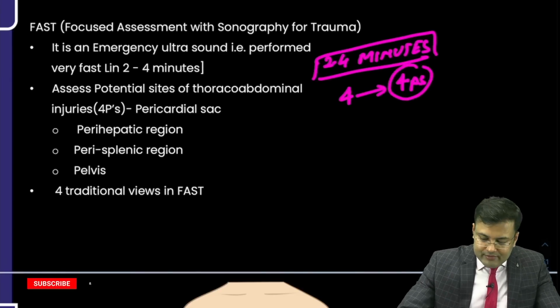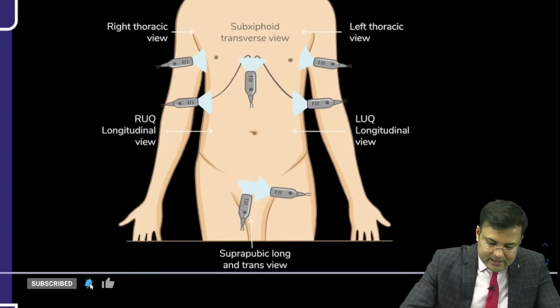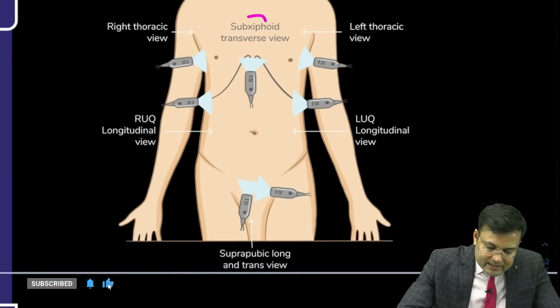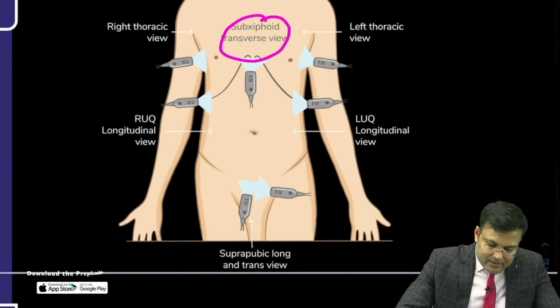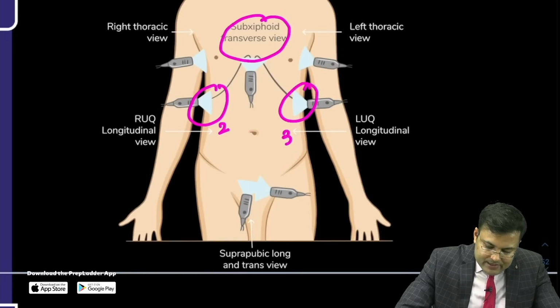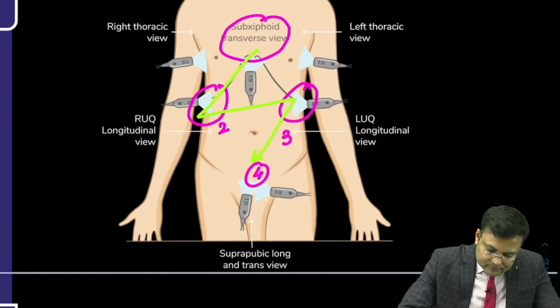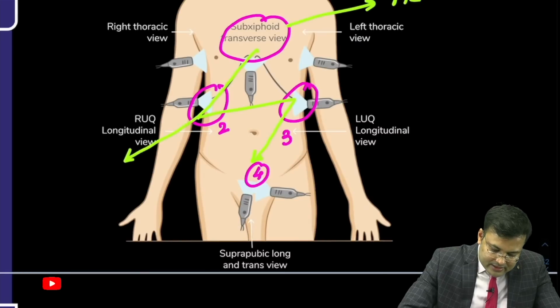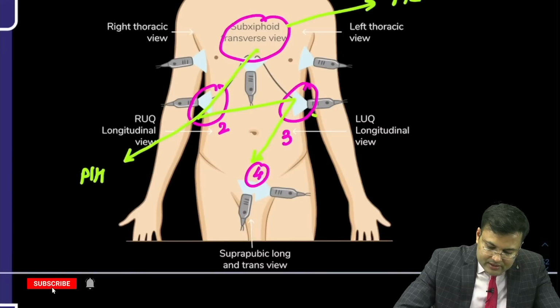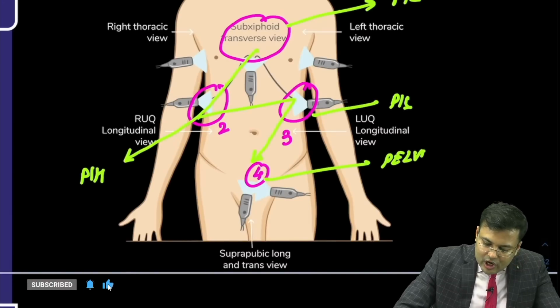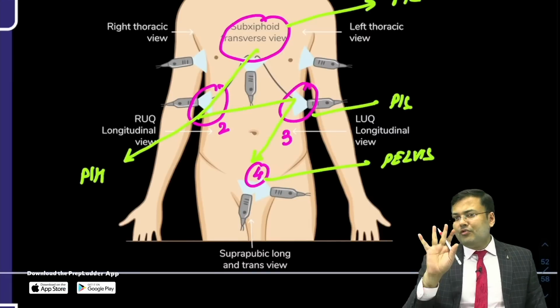What are those 4 P's which are assessed? Yes, you can see here. Pericardial sac. Second, perihepatic region. Third, perisplenic region. And fourth, pelvis. In this sequence we assess. So, this is pericardial sac, this is perihepatic region, this is perisplenic region, this is pelvis. So, how many views? In FAST, 4 views.